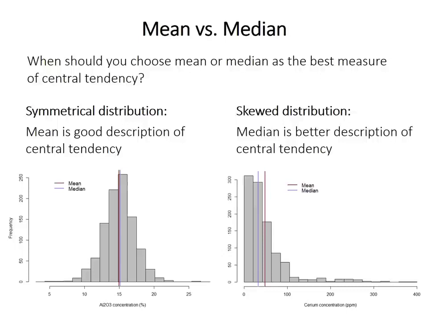So basically, you should use the mean if your distribution is symmetrical, and you should use the median if your distribution is very skewed. In the middle, there is going to be some judgment call where you're going to have to decide.